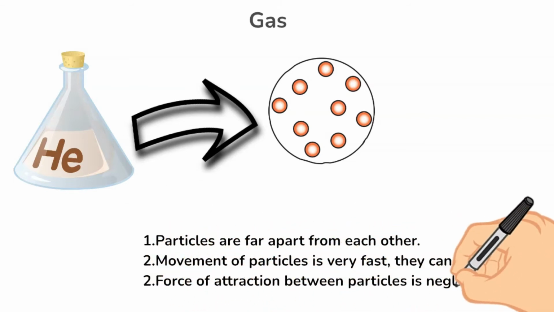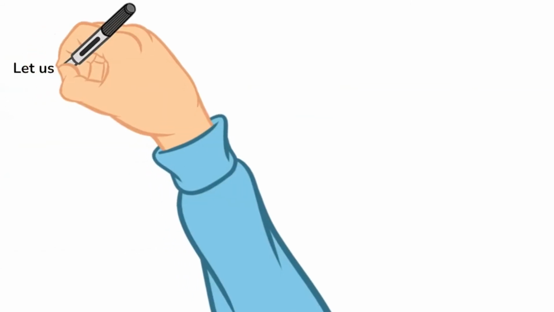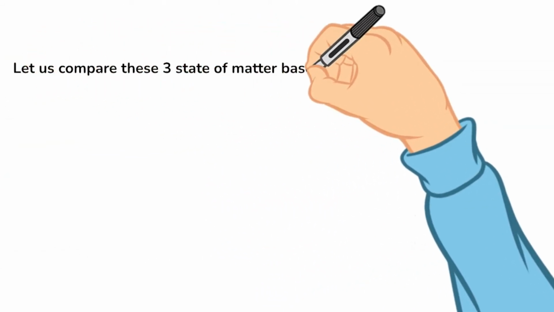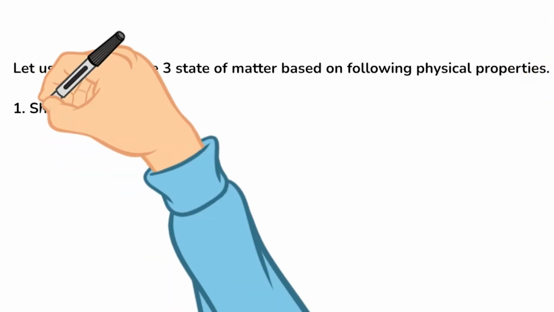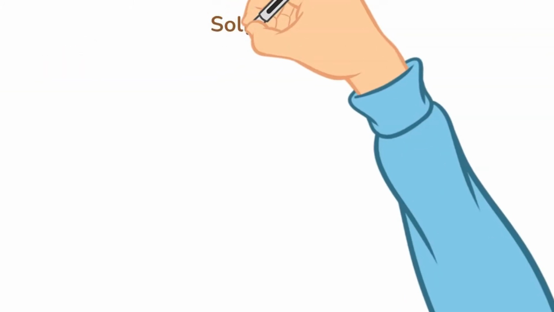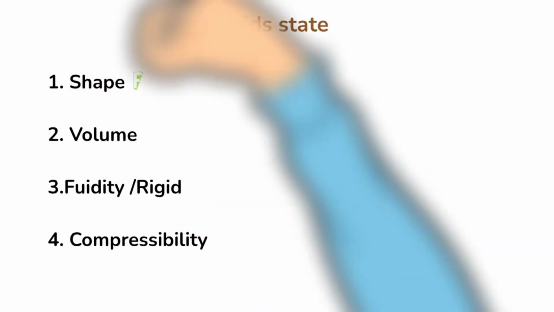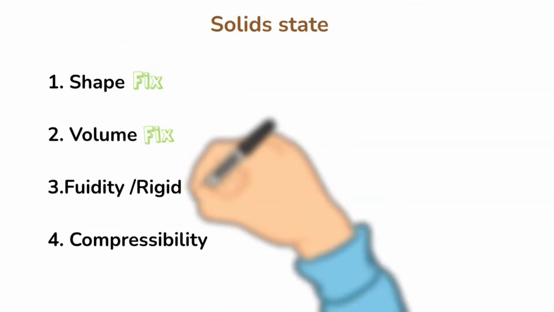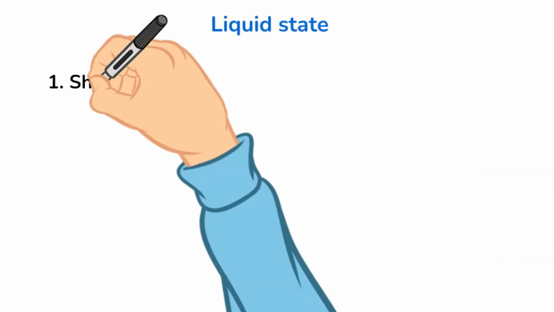Now let us compare these states of matter on the basis of physical properties: shape, volume, fluidity or rigidity, and compressibility. Solids have fixed shape and fixed volume. They are rigid in nature. They cannot be compressed. Liquids do not have fixed shape and fixed volume.